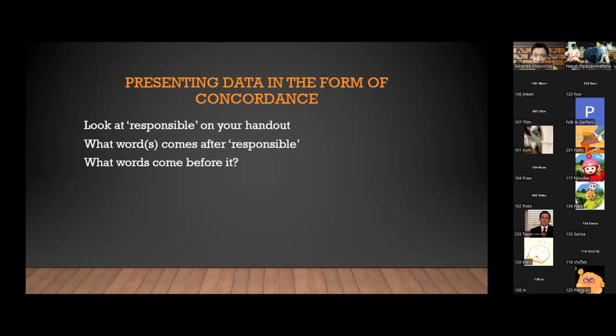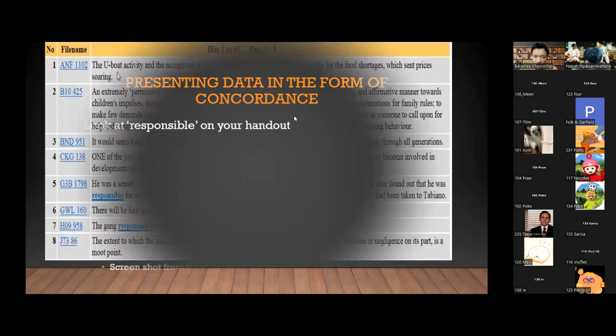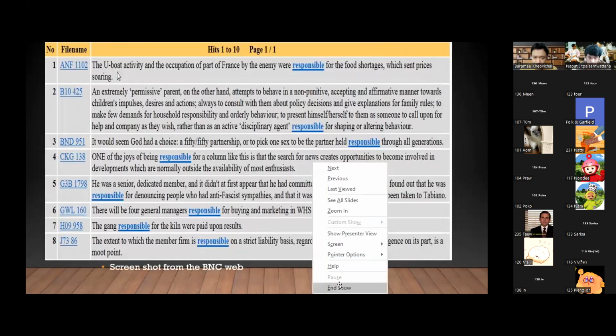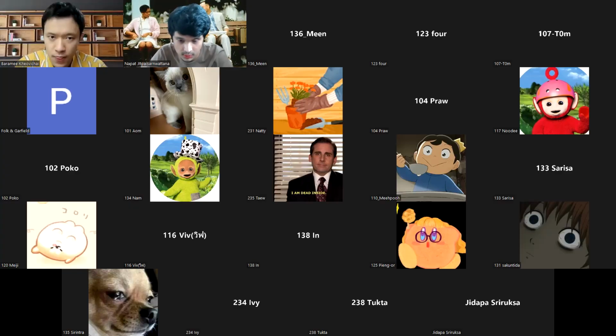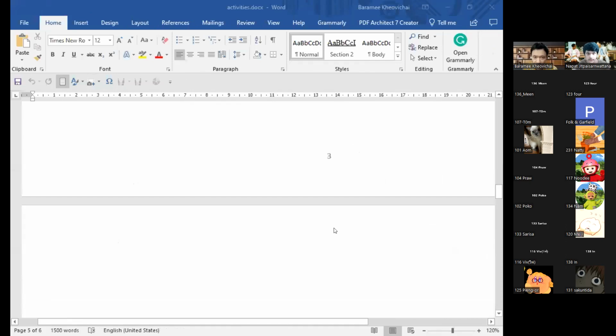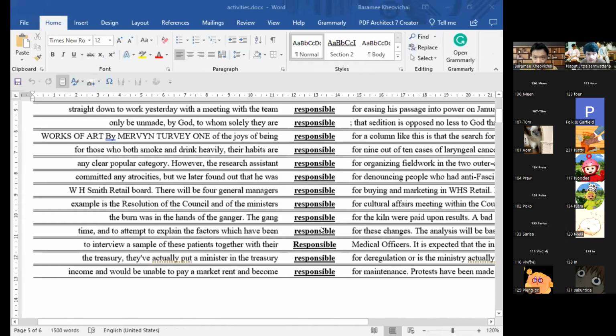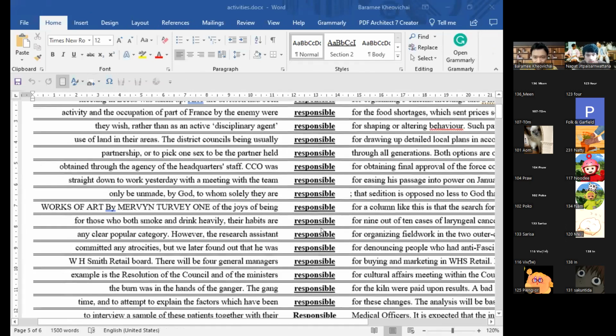The handout is in the LINE group, so you can check that out. I'm going to show you here as well, but you cannot see everything here because the screen is a little too small for that.